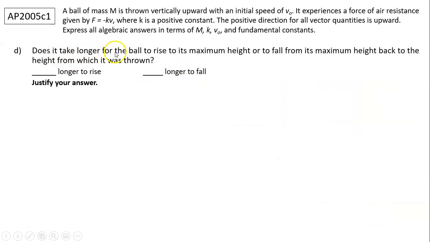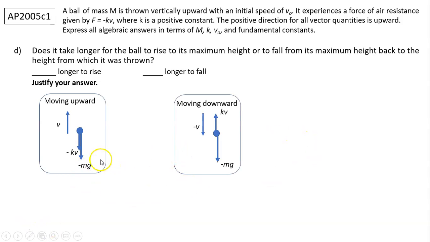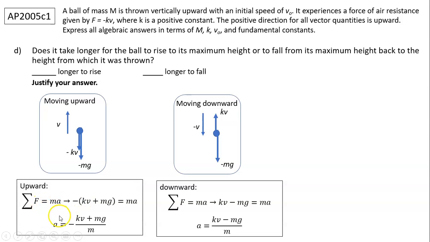Part D. Does it take longer for the ball to rise to its maximum height or to fall from its maximum height back to the height from which it was thrown? You need to justify your answer. Again, let's go back to our free body diagram. We already figured out the acceleration while it's moving up is the sum of the forces divided by m. It's negative kv minus mg, divided by m. While it moves down, since gravity and air resistance are in opposite directions, and up is positive, a equals kv minus mg, divided by m.